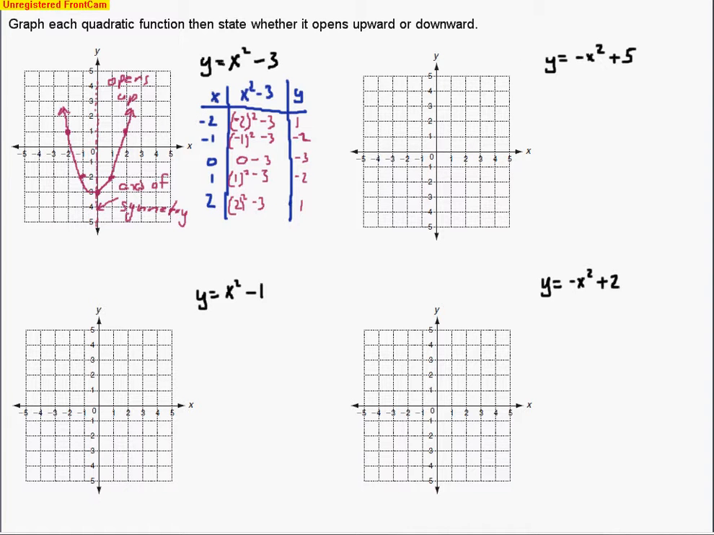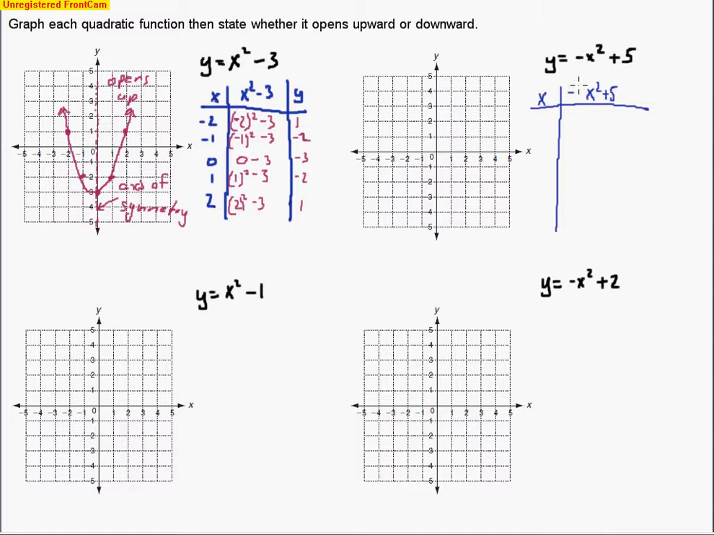So we've got a new equation. This one looks a little different because we have a minus sign in front of x squared, and a different constant. So we're going to do the same thing. We're going to pick inputs and then plug them in here. So the opposite of x squared plus 5 is how I'd read that.